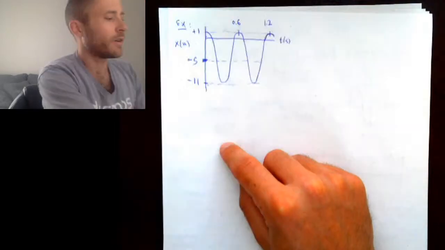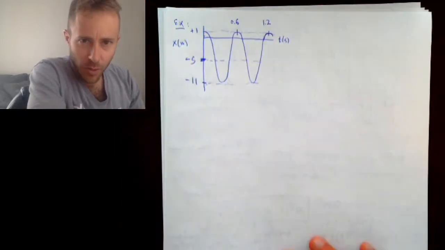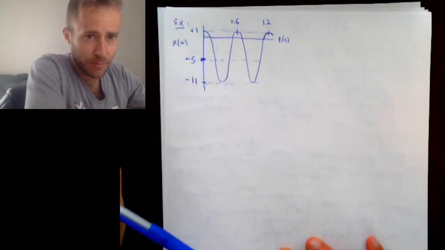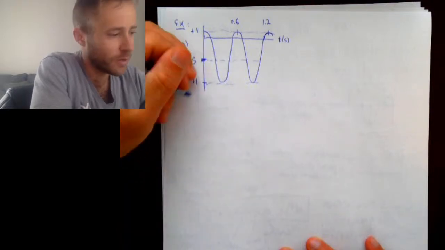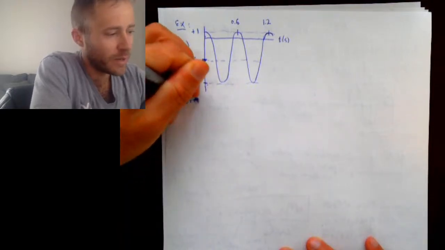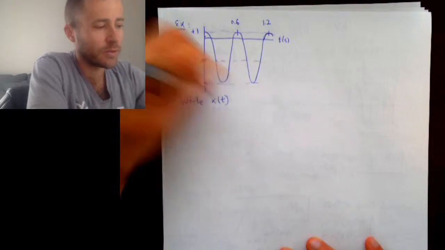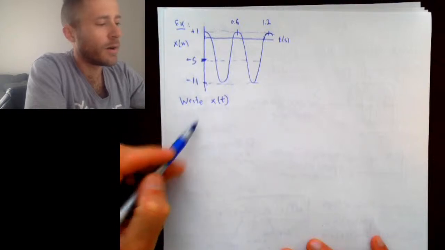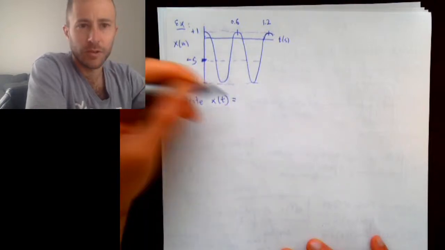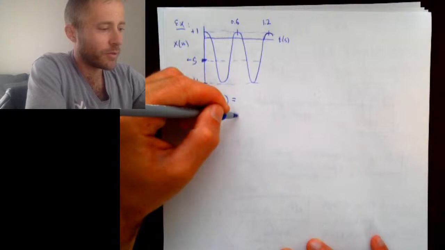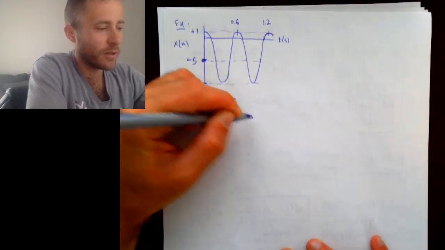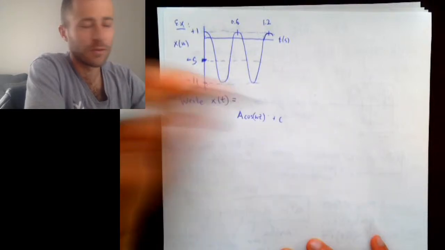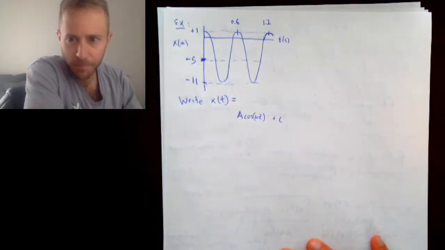So we've got this. What we want to do with this problem: we have a motion graph representing simple harmonic motion, and we want to write the position as a function of time. Just for comparison, we have a cosine of omega t plus c. Okay, so it's going to have that form.